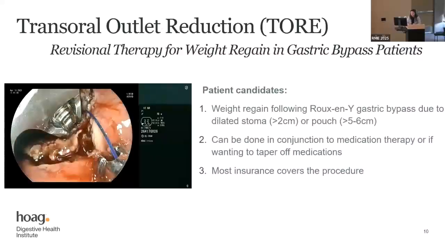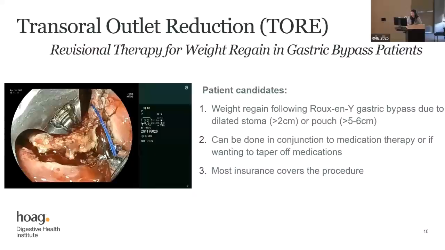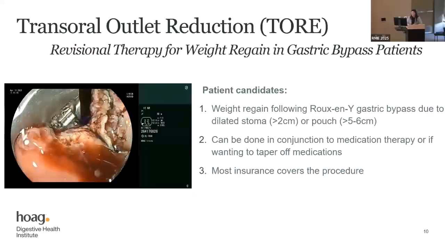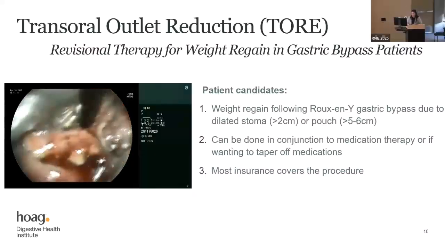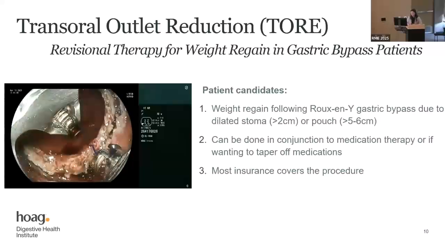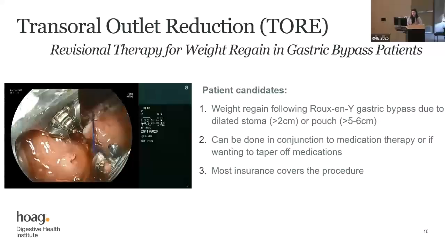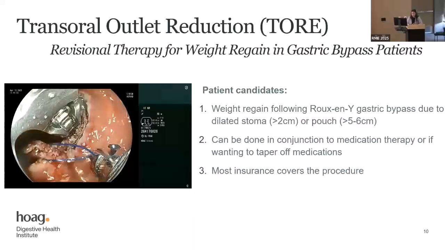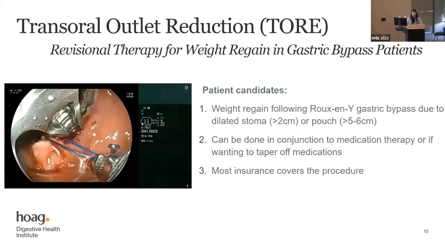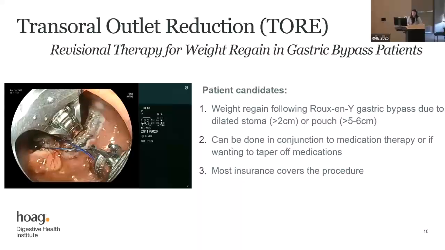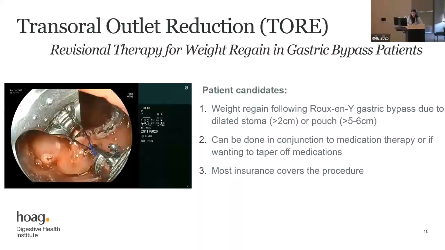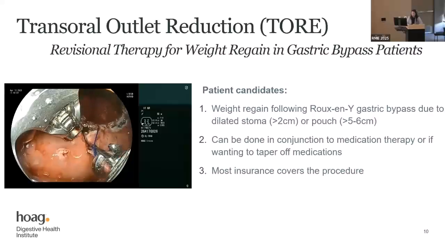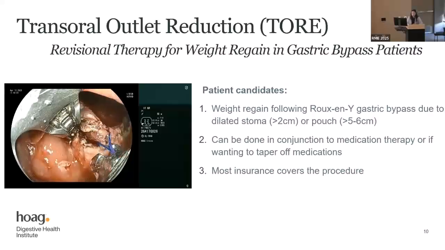A TORe is a great option for patients who've had weight regain after a Roux-en-Y gastric bypass, with a dilated stoma over 2 centimeters or a pouch elongation, anything over 4 to 5 centimeters, and can be done in conjunction with medical therapy, and especially for those who want to taper off medications. And so we have a lot of patients in my clinic that are coming off Mounjaro and using a TORe in order to continue their weight loss.